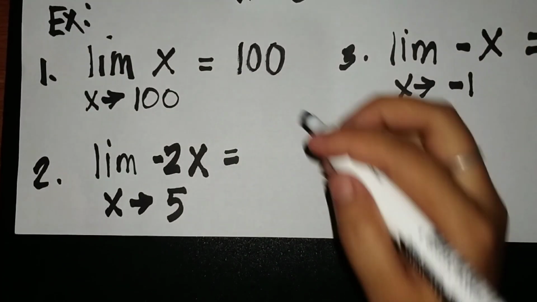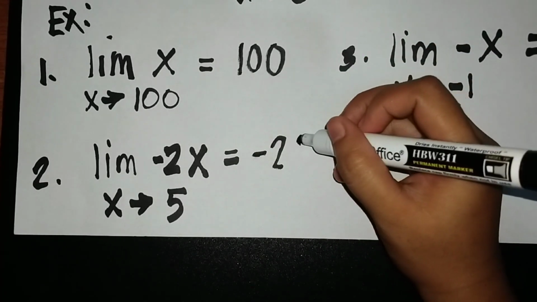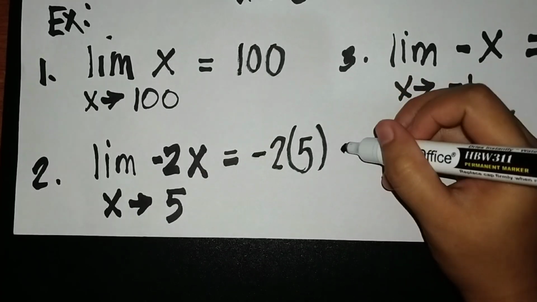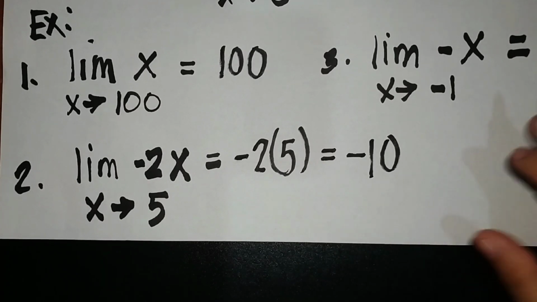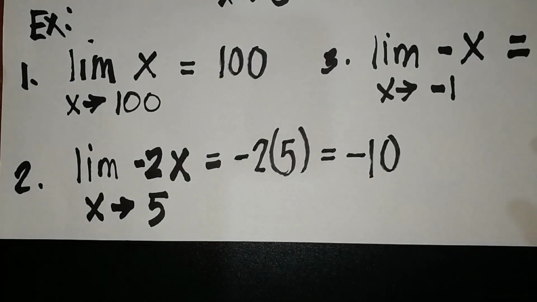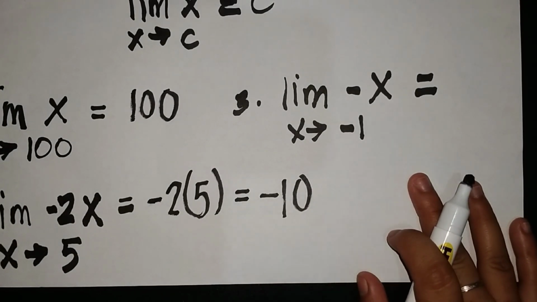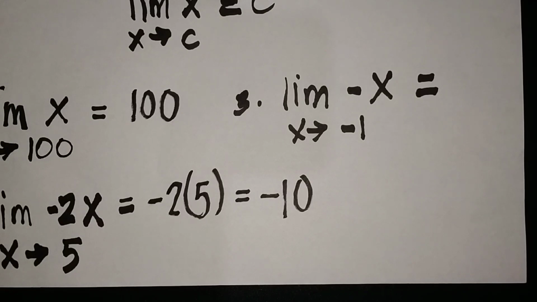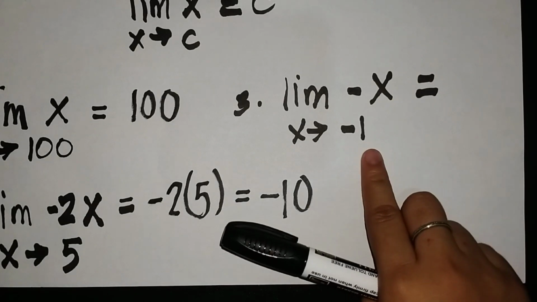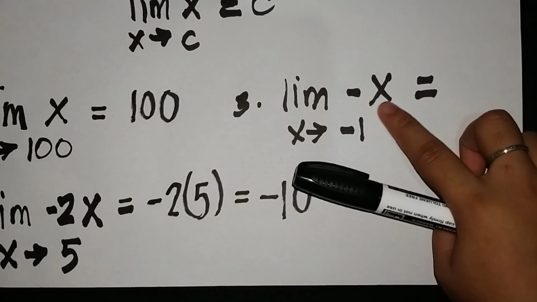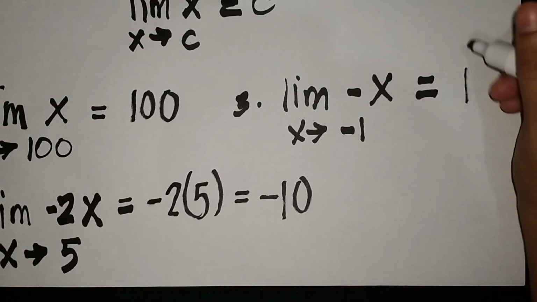For the second example, we have the limit of negative 2x as x approaches 5, which is equal to negative 2 times the value of x, which is 5, and we get negative 10. So the limit of negative 2x as x approaches 5 is equal to negative 10. In example 3, we have the limit of negative x as x approaches negative 1. We can substitute negative 1 into the function, which is negative x. So the limit of negative x as x approaches negative 1 is equal to 1.